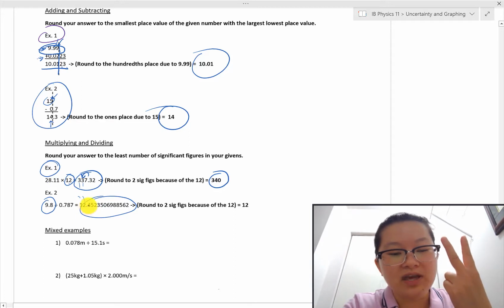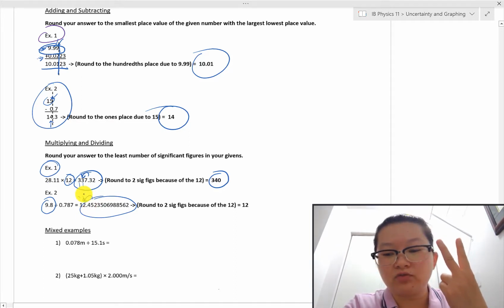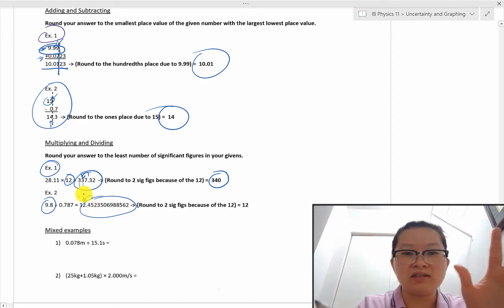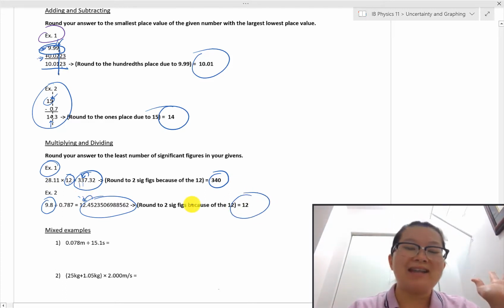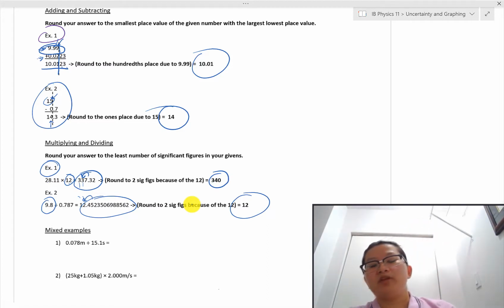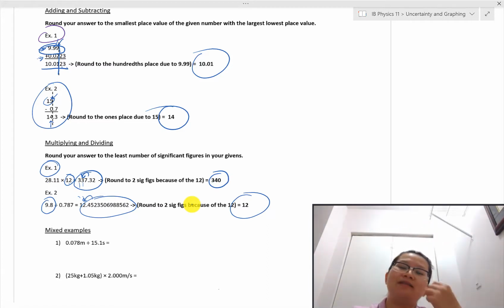We keep those, and then we see if the 4 is able to round the 2 up, and it doesn't, so this answer stays as 12. Can never be more confident than our least precise number. So notice, multiplication, dividing, we dealt with the number of significant figures. Adding and subtracting, we dealt with place value.